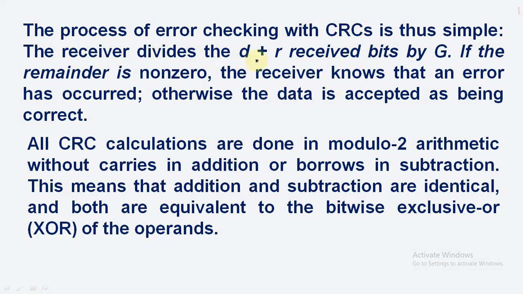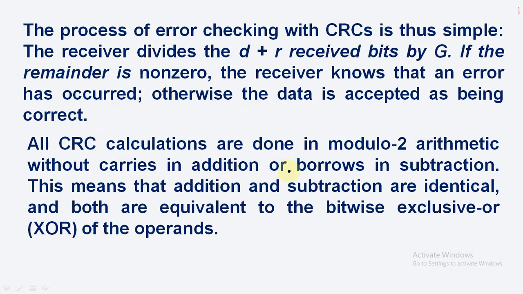The receiver divides the D plus R bits received by G. Because we have chosen r plus 1 bits as the divisor, if the divisor consists of 4 bits, then we have to append 3 zeros to the data bits. If the remainder is non-zero, the receiver knows that an error has occurred. Otherwise, the data is accepted as being correct.